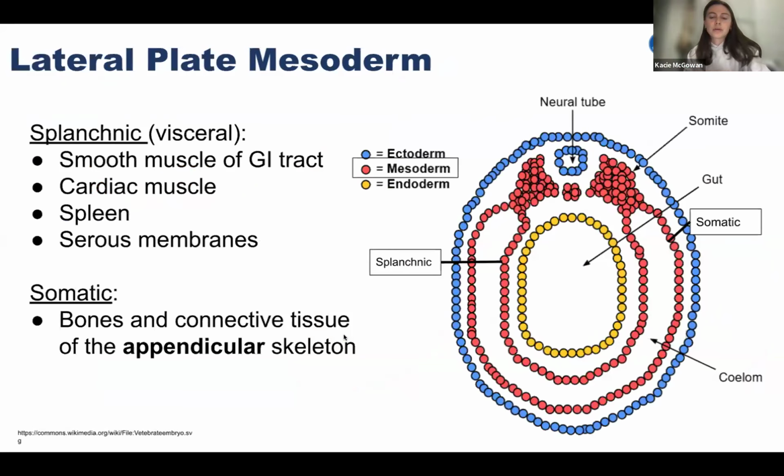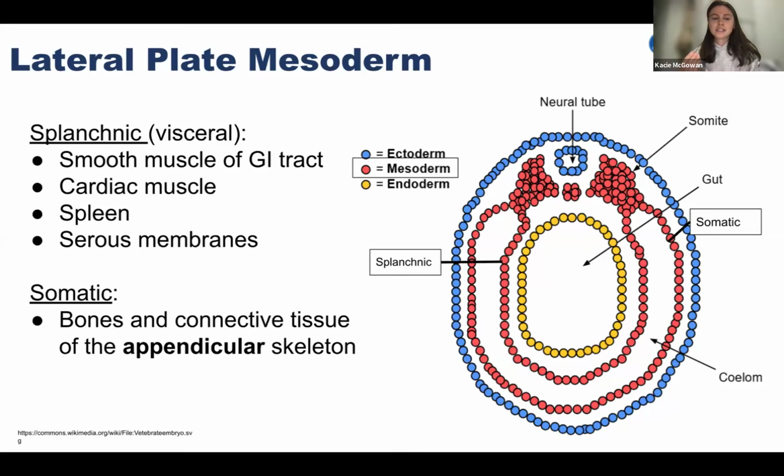So moving into our lateral plate mesoderm, this is another important place where word roots and word definitions can be really helpful. The word splanchnic, or this is also called the visceral mesoderm, both of those terms mean related to the internal organs of the body. So when you think splanchnic or visceral, you'll think the viscera, the internal organs of the body. So this layer is what's giving rise to the smooth muscle of your GI tract, the cardiac muscle of the heart, the spleen, and then the serous membranes, which are going to be things like your pericardium, the membrane that surrounds the lungs as well.